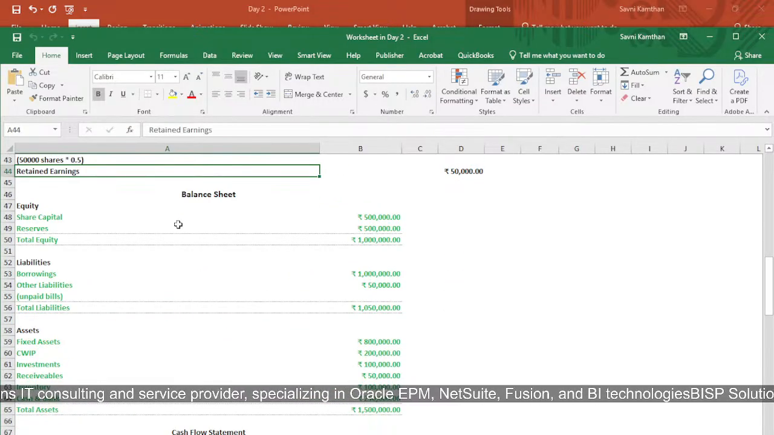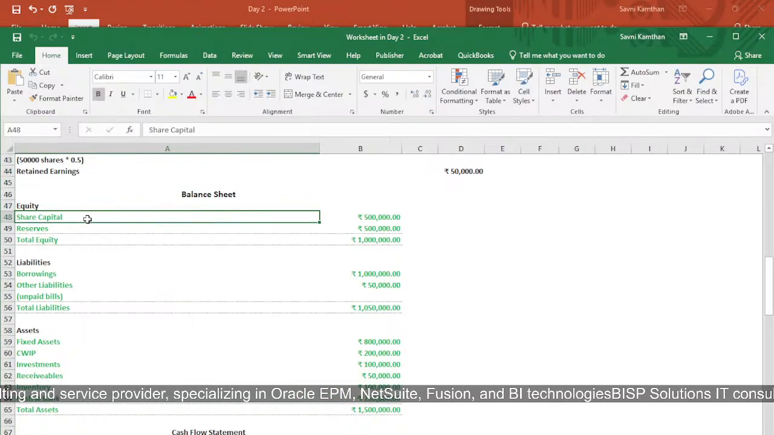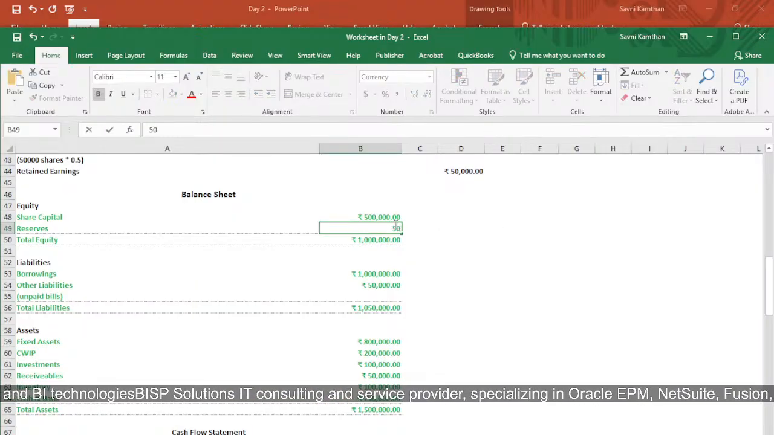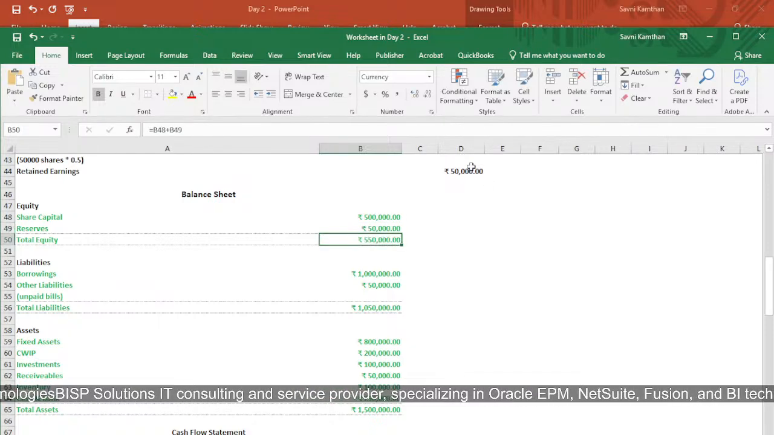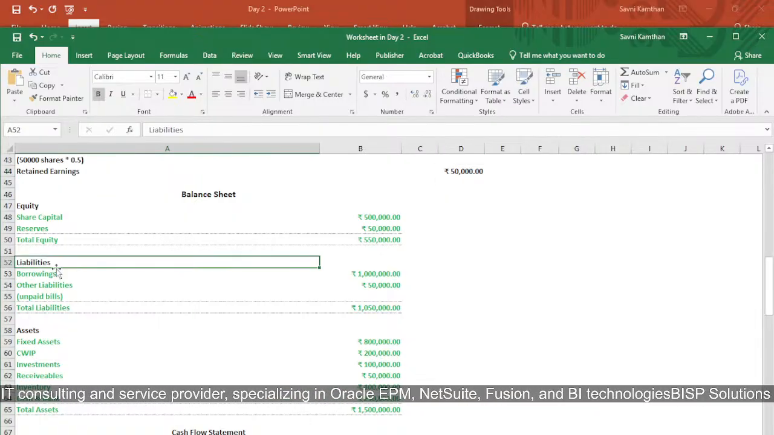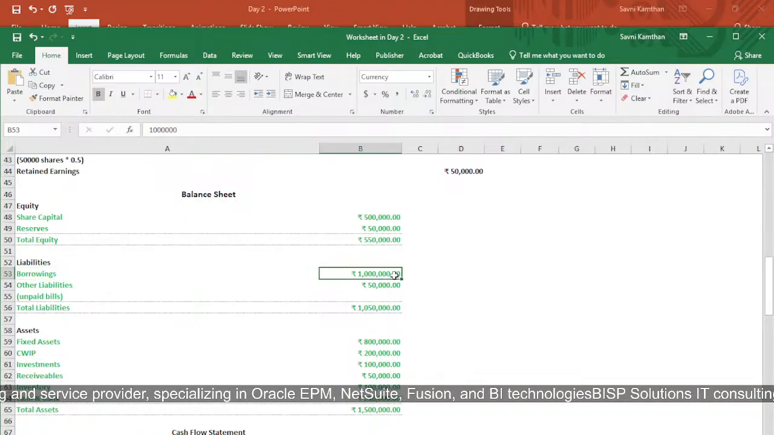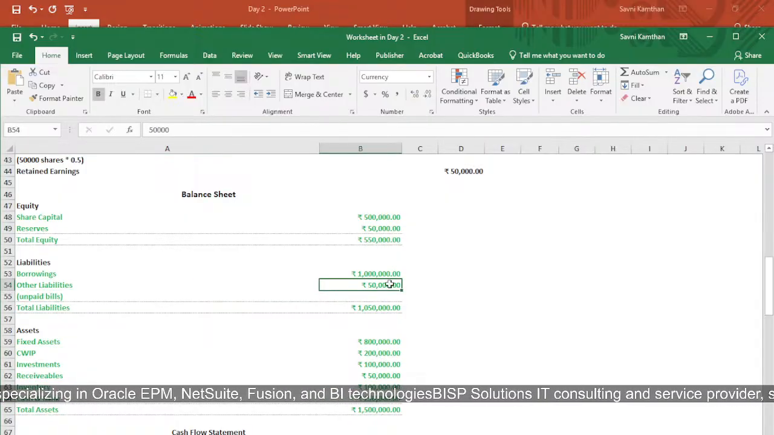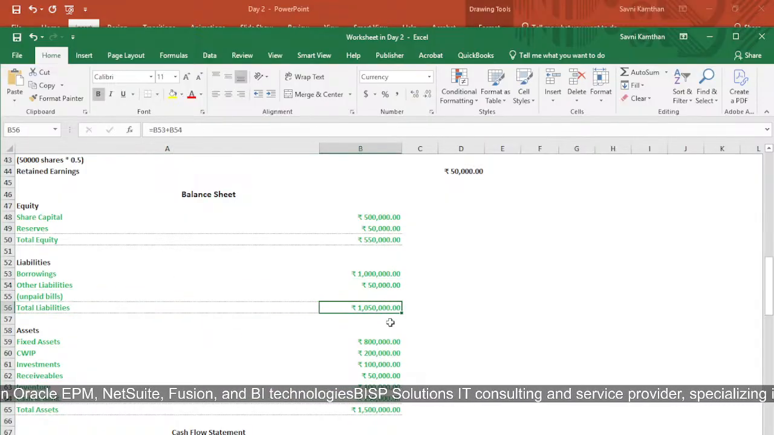After that she has created the balance sheet. For equity, she has given 5 lakh rupees from her savings, and reserves are, sorry, 50,000, which is over here also. So this constitutes 5,50,000. Then come our liabilities, which is borrowings. She has taken 10 lakh rupees from the bank. Other liabilities, which is unpaid bills of 50,000. So total liabilities come to around 10,50,000.